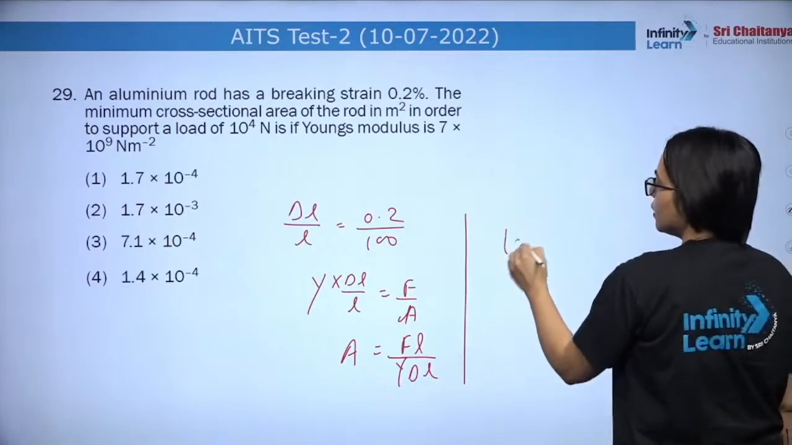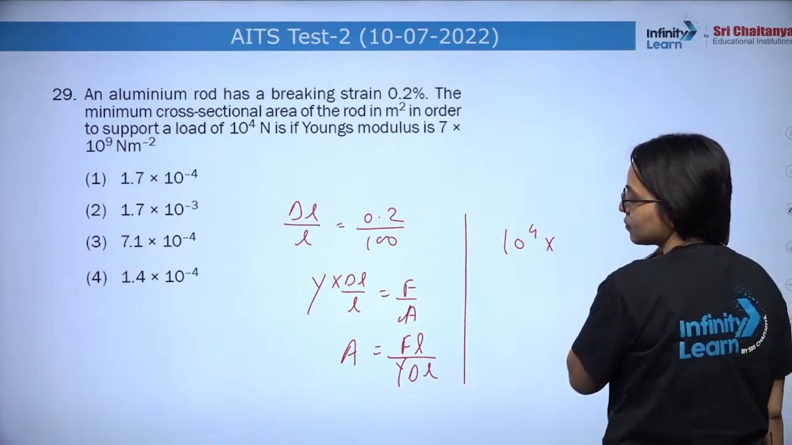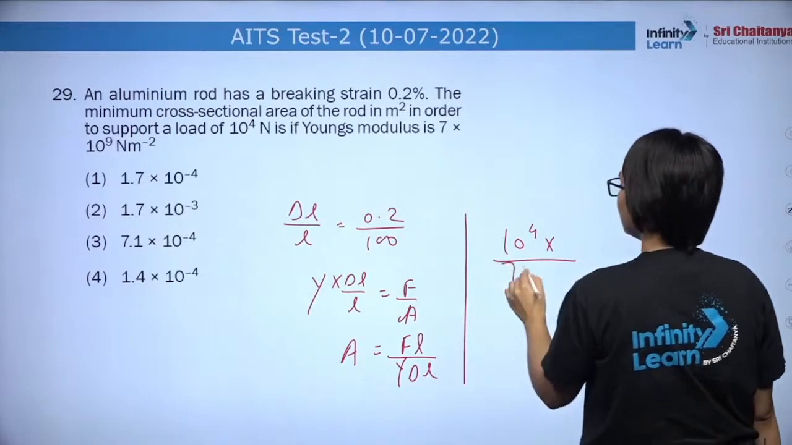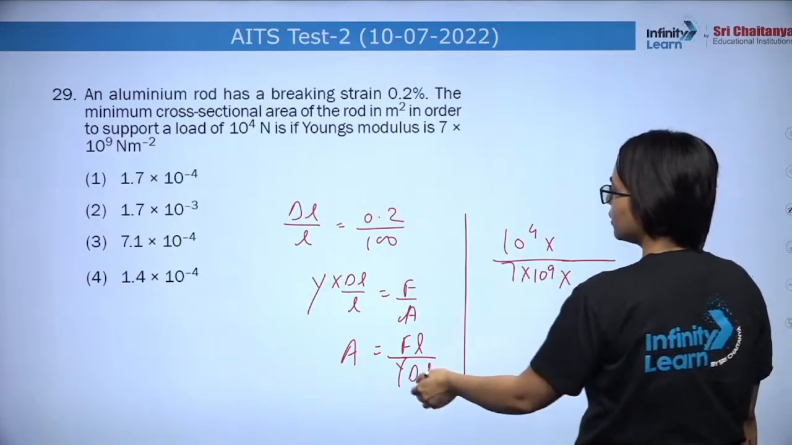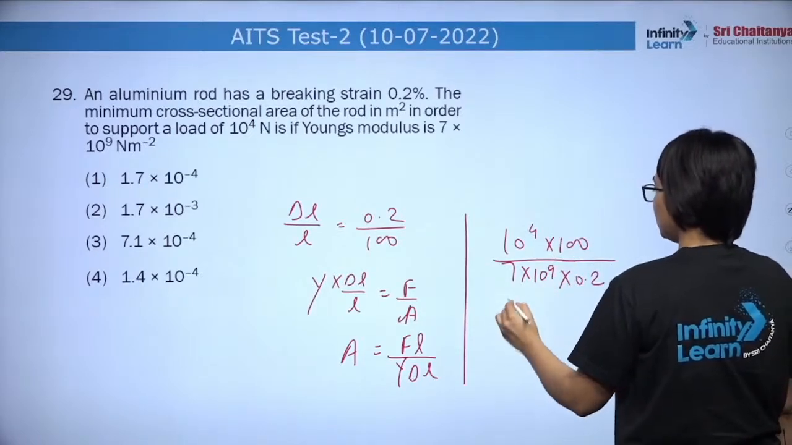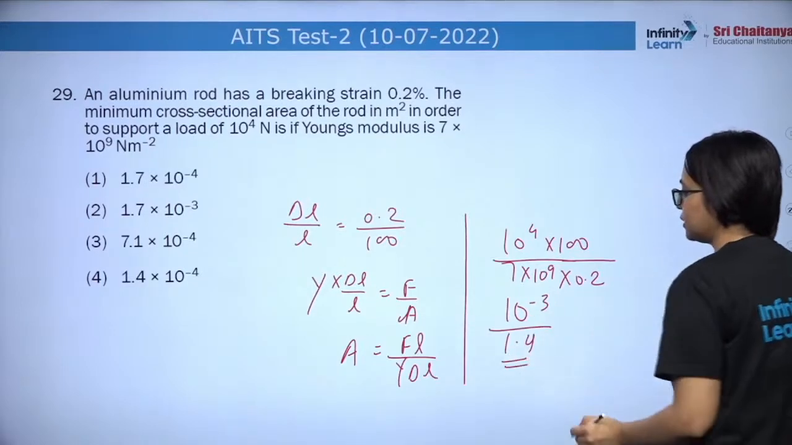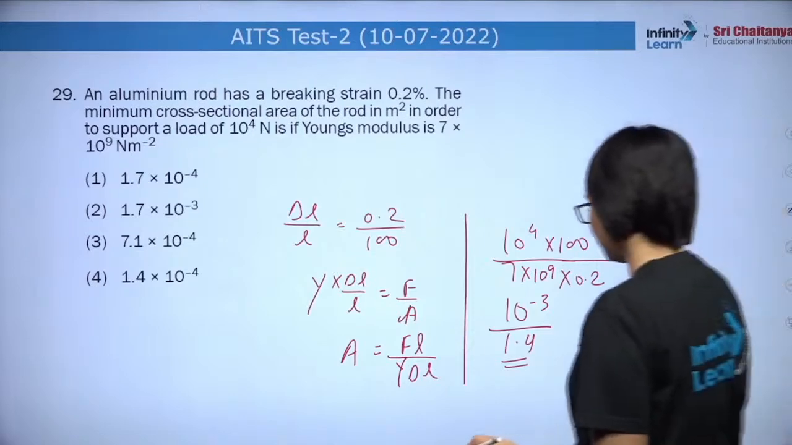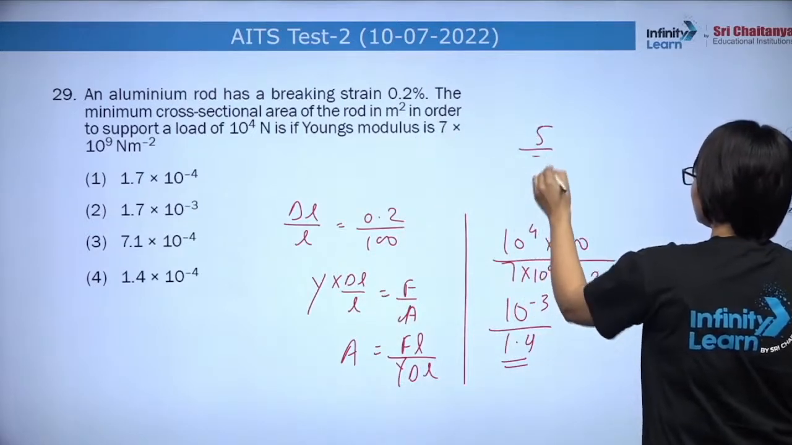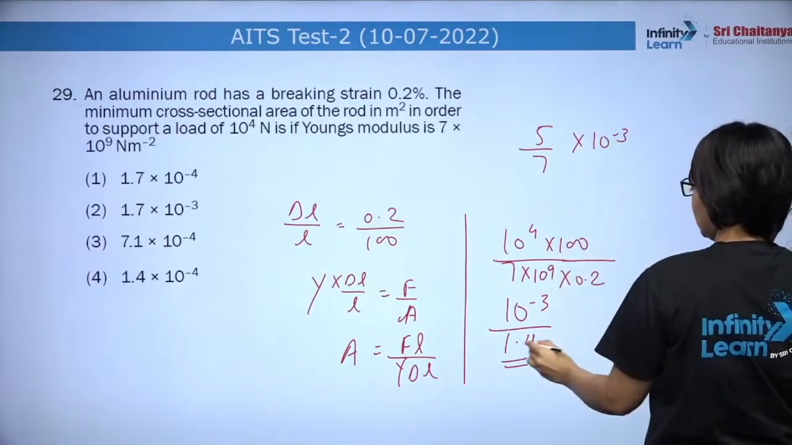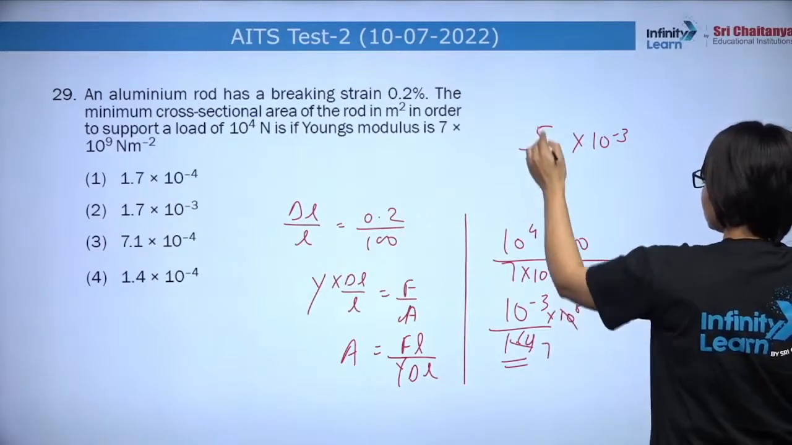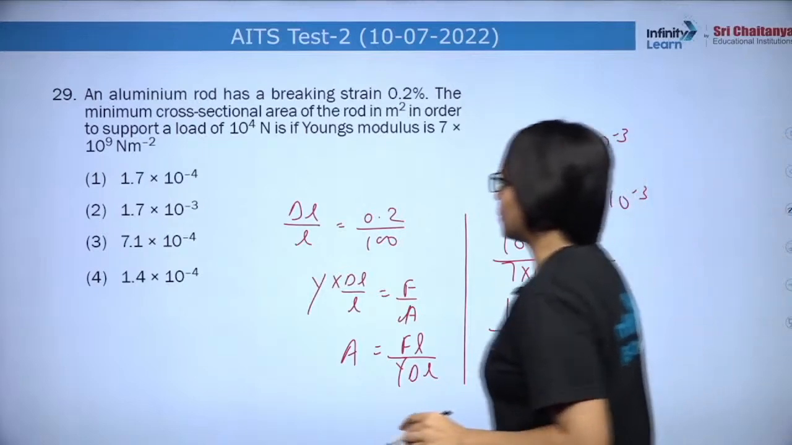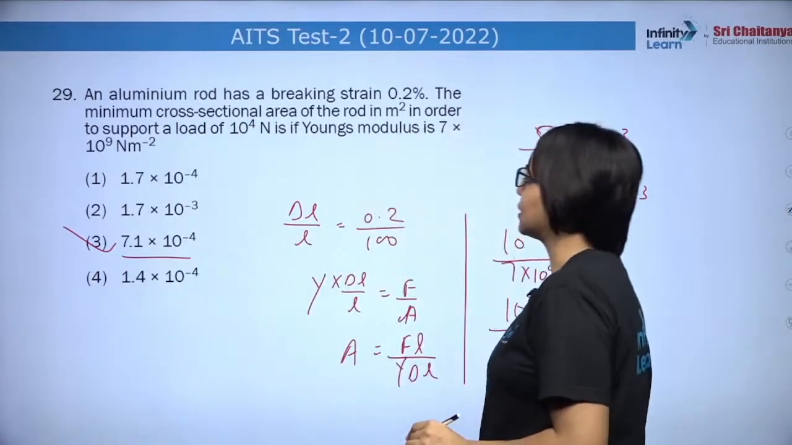So F is 10 power 4, divided by Y is 7 into 10 power 9 into delta L upon L, put it like this, so it will be 0.2 into 100. So this will be 10 power minus 3 divided by 1.4, right? 10 power minus 3 divided by 1.4. So this will give you an approximate answer of, I'll have to solve it, 5 divided by 7 into 10 power minus 3, okay. This is 5 divided by 7, so 0.71 into 10 power minus 3. So this will be approximately 7.1 into 10 power minus 4. Okay, so correct answer is option 3.